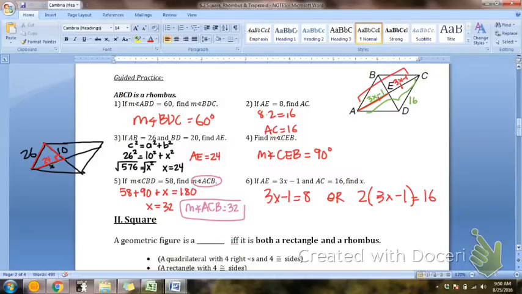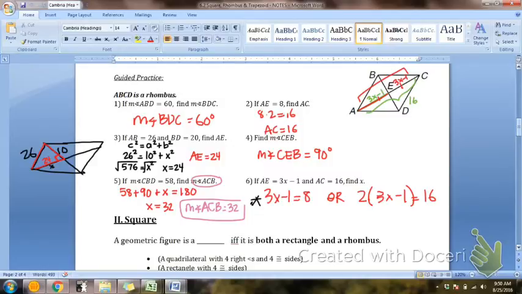Okay, so Patrick, I told you I'm coming back to you. I need an answer for x. I would start right here, this one. 3x minus 1 equals 8. What'd you get for x? 3. Anybody else get 3 for x? Excellent. Thank you, Austin. Okay. All right, any questions about a rhombus so far?